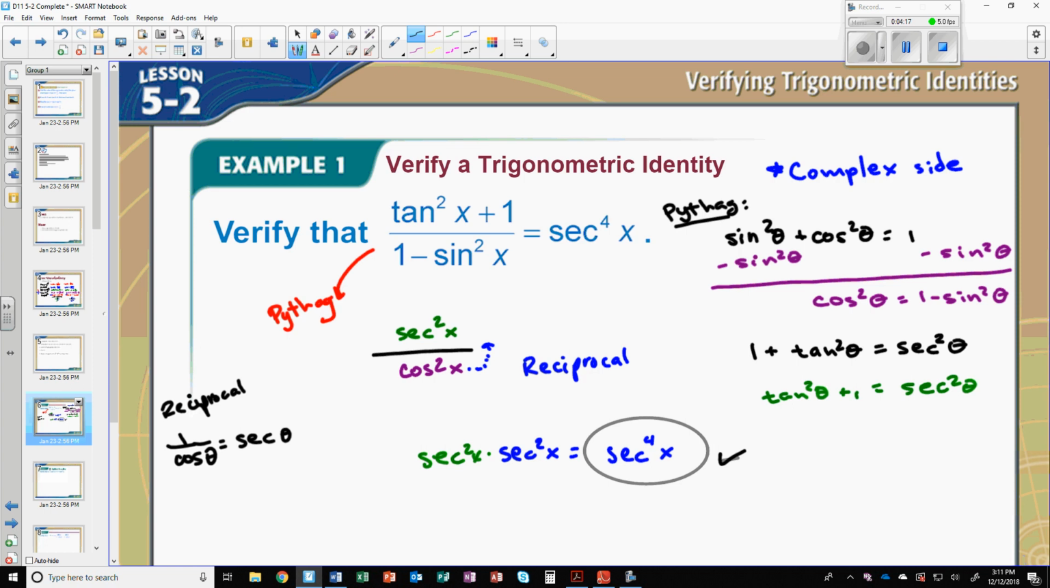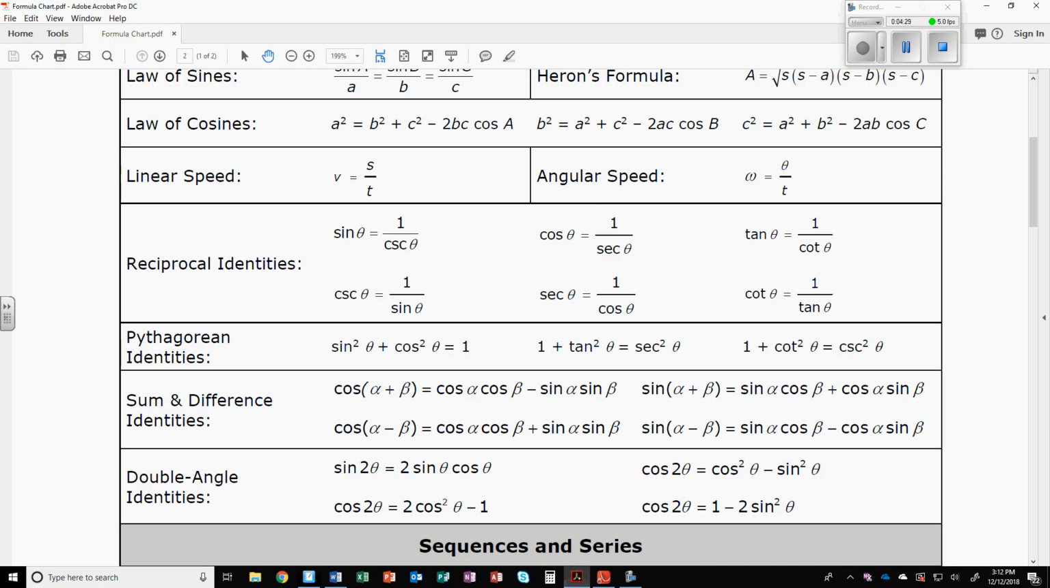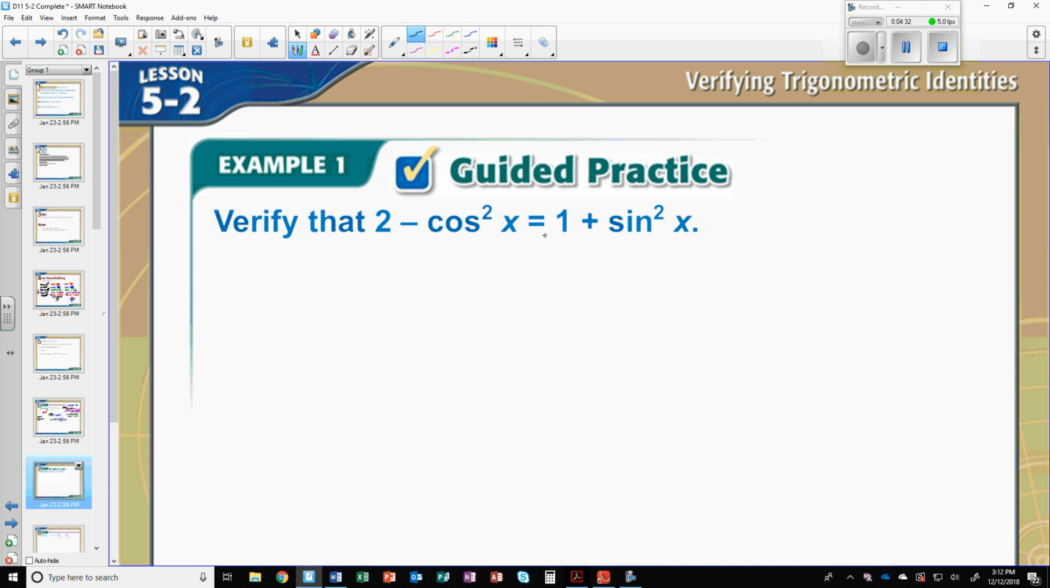Now, there's one for you to try. See if you can verify this, if you can come to the same conclusions. I would recommend that since we don't have a formula that says 1 plus sine, you can't make this make 1 plus. Subtract the 1 to get started. That's how I would just give you a hint. Subtract this 1 and get started from there. This leaves us with 1 minus cosine squared x equals sine squared x. See if you can figure it out from there.